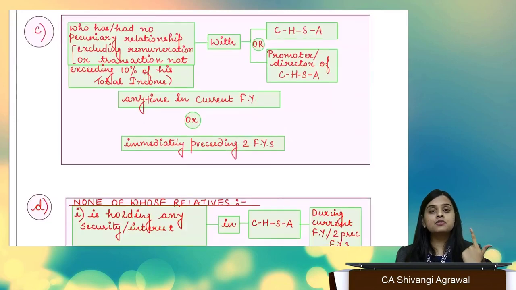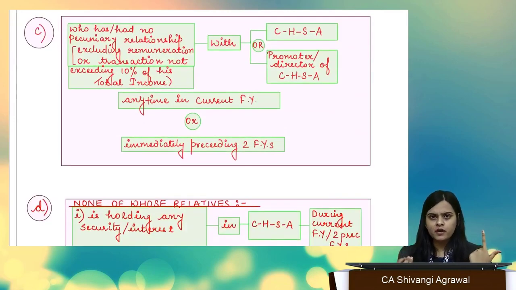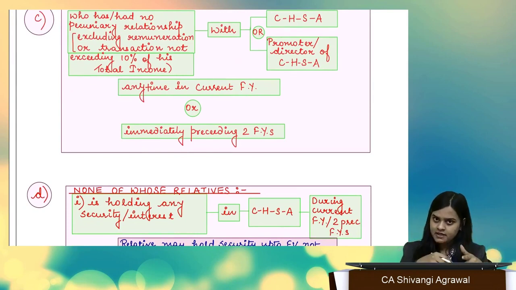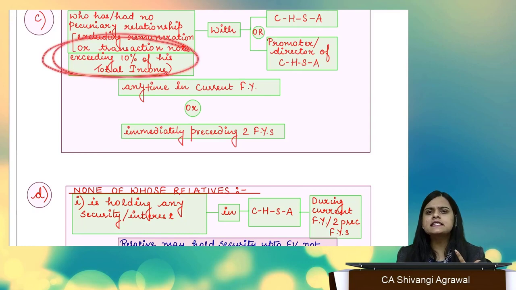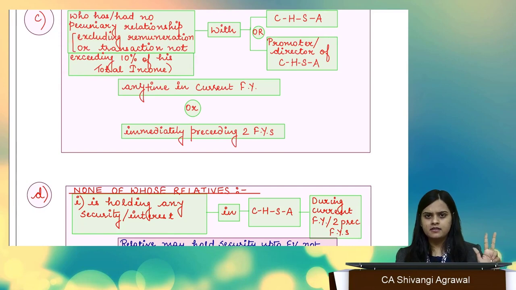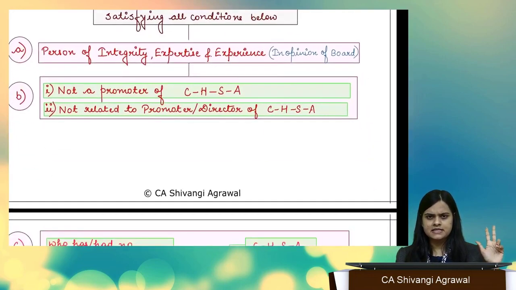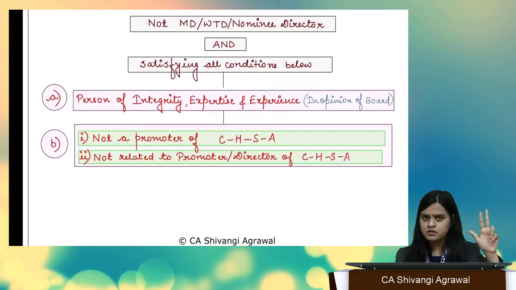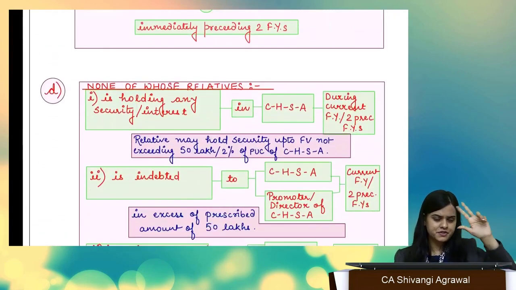Someone should not have a pecuniary relationship, that is a monetary relationship, with CHSA or with PD of CHSA during the financial year or the preceding 2 years. Now this has an exception. It is quite relaxed: if your pecuniary relationship does not exceed 10% of total income, it's okay, you may have it. Still you will satisfy the criteria of independence. So integrity, experience and expertise, not related to PD of CHSA and not a promoter, not having a pecuniary relationship: these are the first 3 clauses, easy ones.